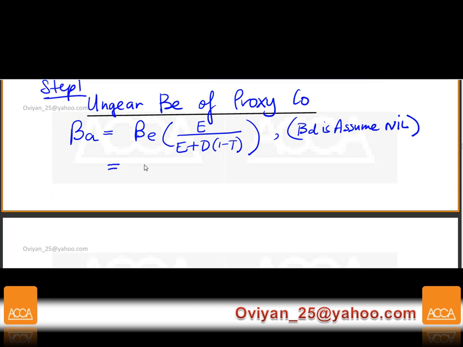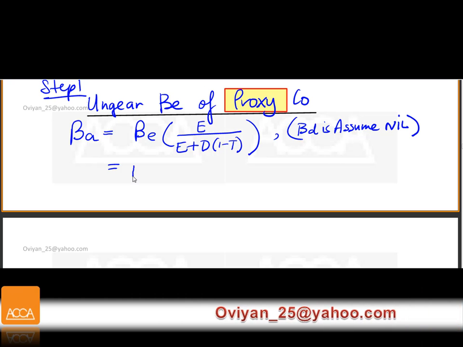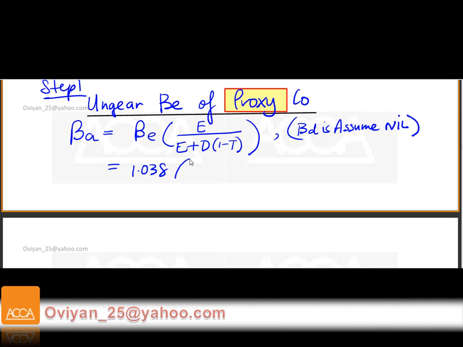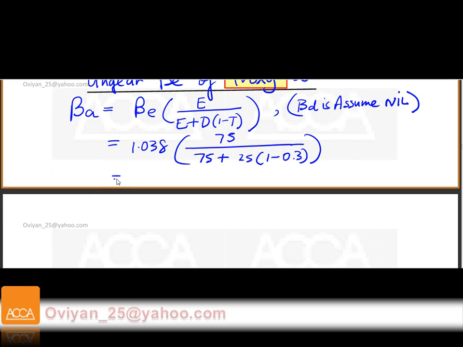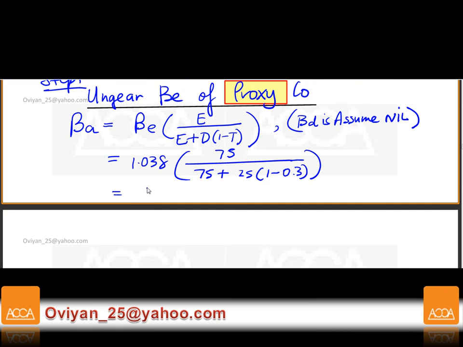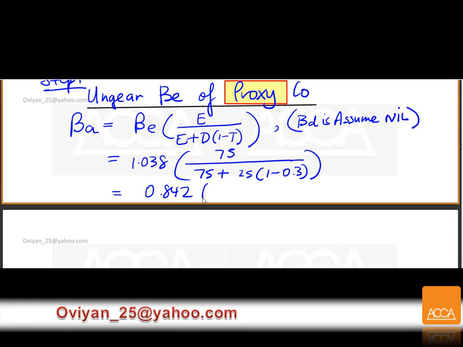So we are told the beta equity. Now remember, this has to be the proxy company's figures. 1.038. Equity 75, 75 plus 25 multiplied by 1 minus tax, assumed to be 0.3. When you put in across the calculations, you're going to get here the figure of 0.842. Tell the examiner, what is this?